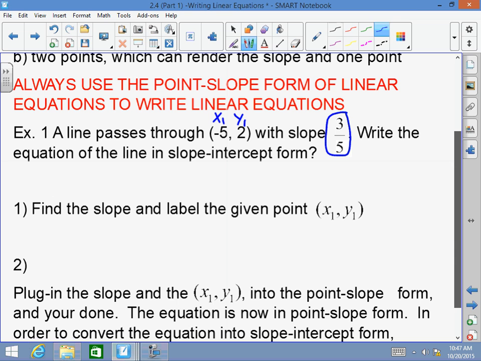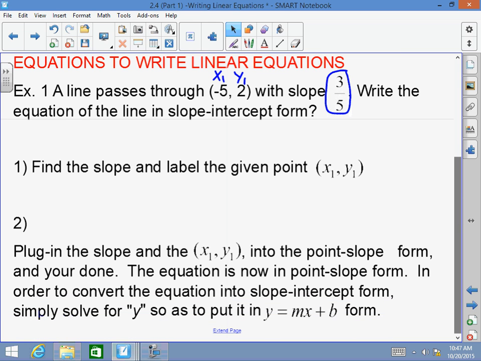So in this particular case, we have everything we need here. They gave you the slope already, and they gave you the x1, y1. Step 2, plug in the slope and the x1, y1 into the point-slope form. And you're done. The equation is now in point-slope form. In order to convert the equation into slope-intercept form, simply solve for y so as to put it in y equals mx plus b form. What is this crazy man talking about?